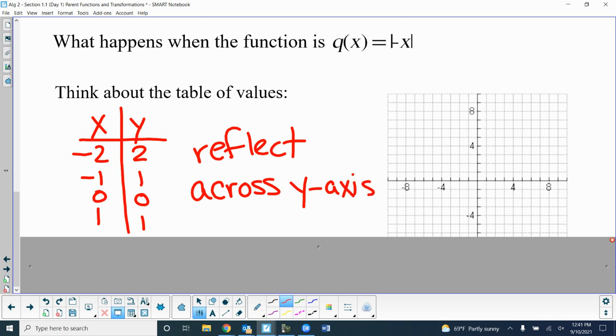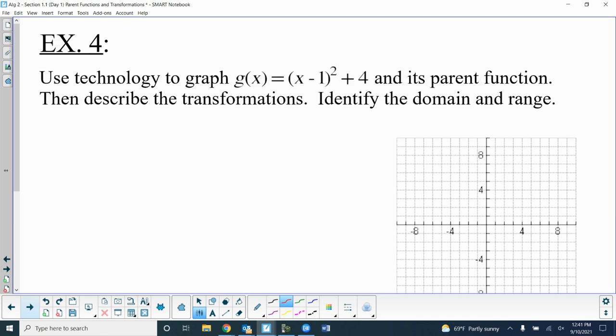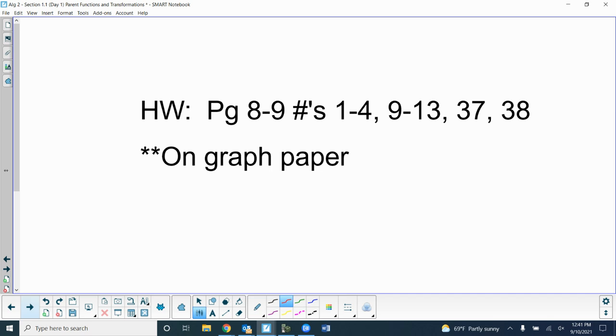Okay, so reflections and translations. Use your graphing calculator to help you. All right, there's a couple examples that I didn't get to. There's your assignment. Is it on the Canvas page? Yeah. All right, this is all on Canvas, or will be.